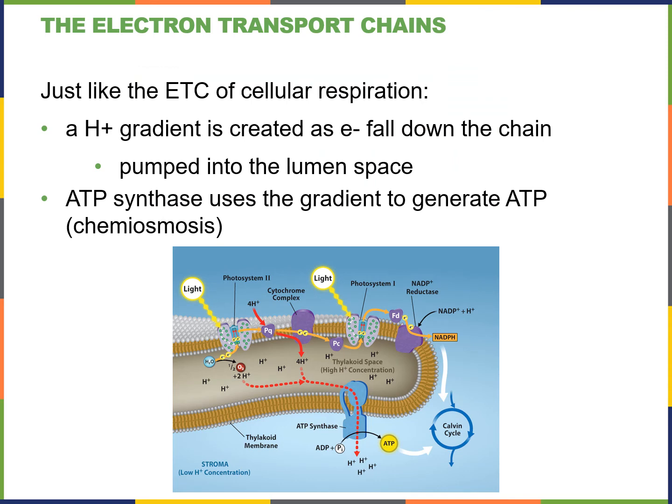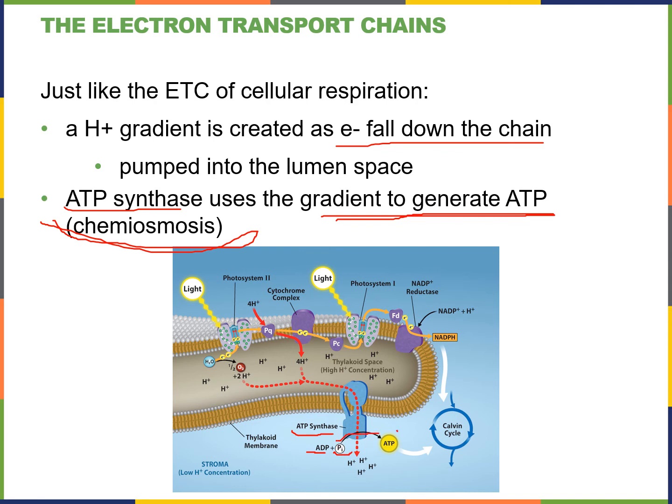Just like the electron transport chain that we talked about in Chapter 7 dealing with cellular respiration, there is going to be a hydrogen gradient that's created in the electron transport chain in plants as electrons fall down the chain. And important to note on this slide, ATP synthase, which is depicted down here in the picture, uses this gradient to generate ATP. And this is done through a process known as chemiosmosis.